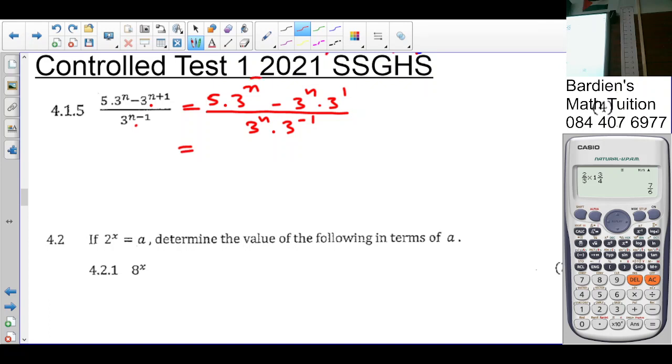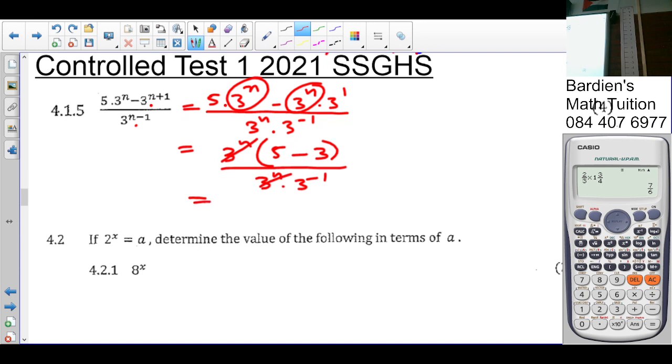So what do we do now? 3 to the n is a common factor. What are we left with? 5 minus 3 over 3 to the n times 3 to the -1. That cancels. 5 minus 3 is 2 over 1 over 3. Give me an answer. 6.